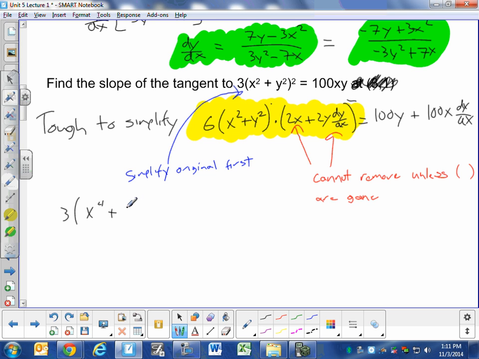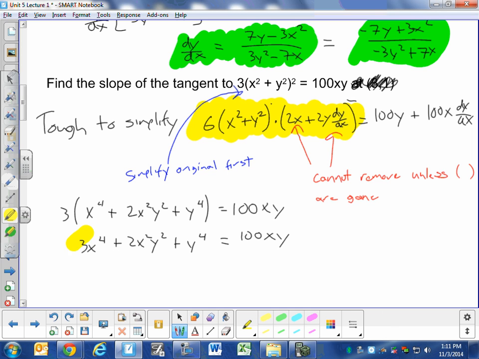So I'd get x to the fourth plus 2x squared y squared plus y to the fourth, which is equal to 100xy. And then you can distribute the 3. And then after you have stuff all being added, no longer do we have chain rule stuff. This is what we would take the derivative of. I don't want you to do it because it'll just take us a little while.